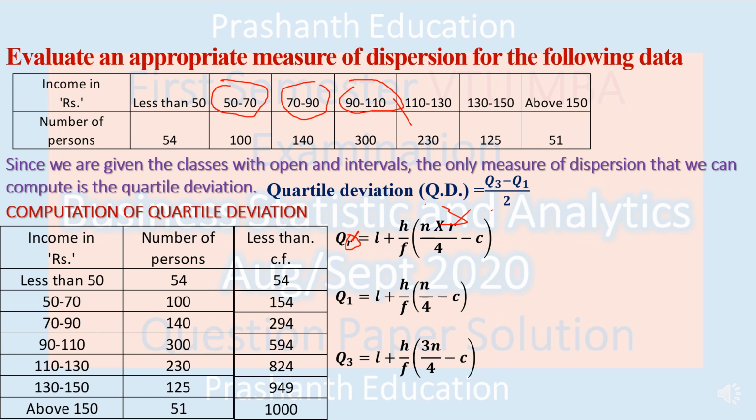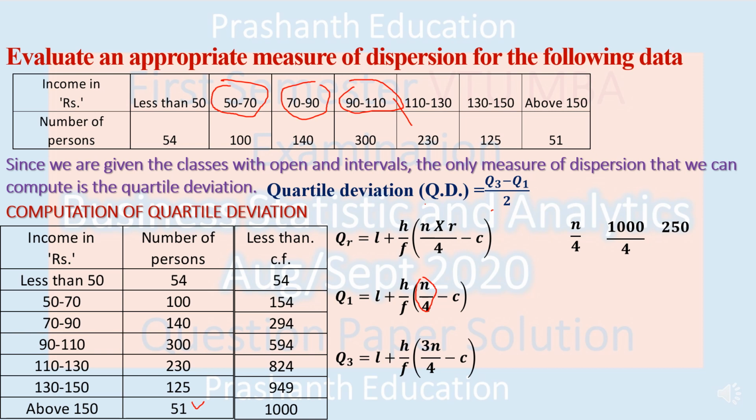Now let's calculate. First we will take n by 4. This n is nothing but the total of all these frequencies. Or else you can take the last cumulative value, which is also the total. Better, after you do the cumulative frequency, take that as n. Now let's do n by 4: 1000 by 4, easily we can calculate, no need of a calculator. Many of you will go for a calculator, but it's 250. 250 times 4 is 1000.